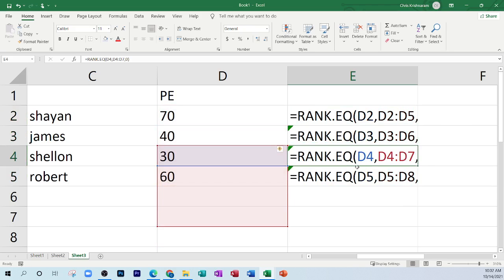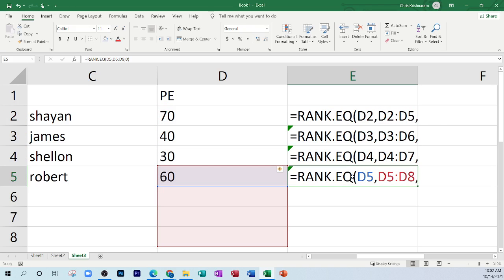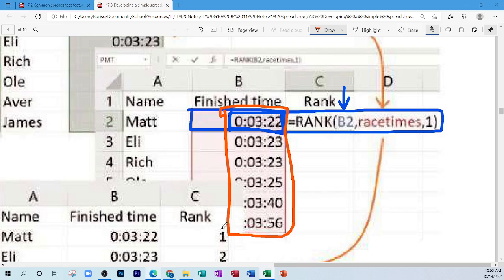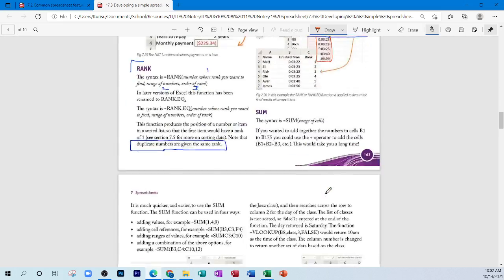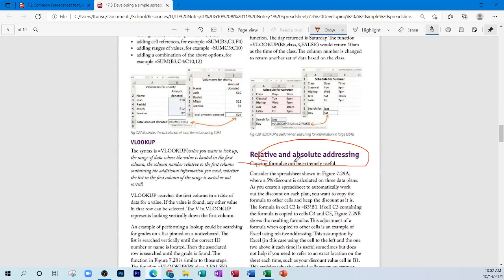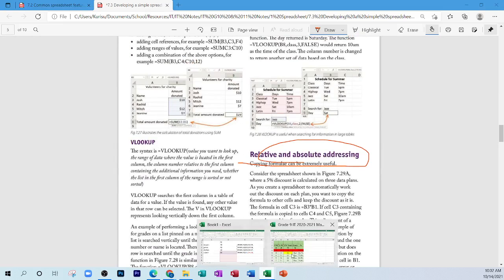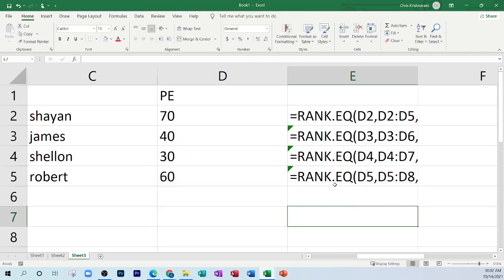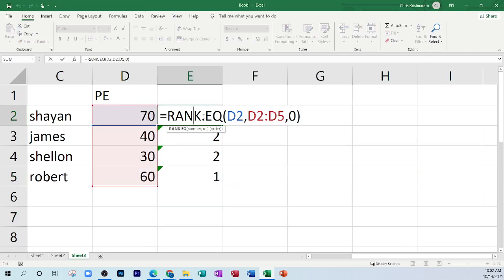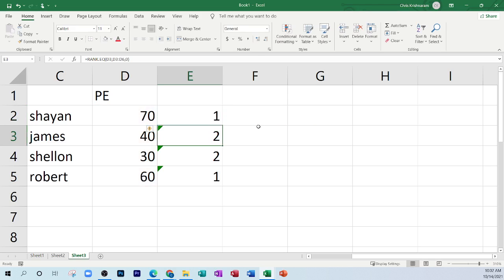If you notice the rank shift down when we copy it, there's actually a reason behind that, and it has to do with one of our future topics, relative and absolute addressing. I don't want to get into it now, but there's a reason why it changed. So if we don't want it to change, I'm going to teach you this later on, so don't worry about it. We would do $ signs there and there.